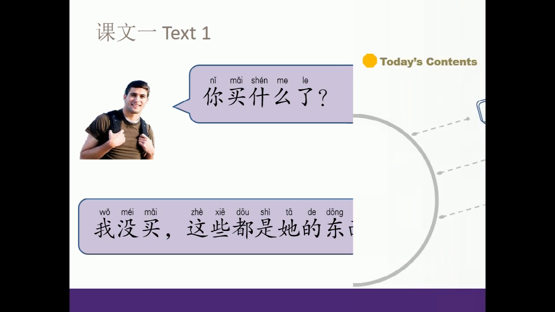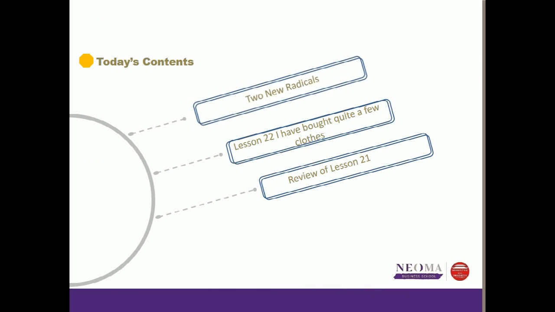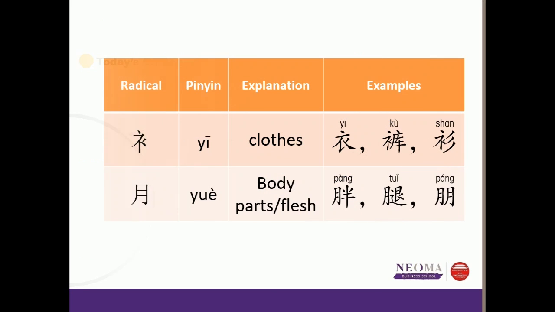好, let's continue for part 3. 2 new radicals. In this part, I'm introducing you 2 things. First one is pronounced like yi. If something has this component, it for sure has something to do with your clothes. The radical is abbreviated or changed in form from the character clothes, 衣. For example, 裤 means trousers, pants. We will learn it very soon. 衫 means shirt, blouse. So they are all clothes, and they all have this clothes radical.